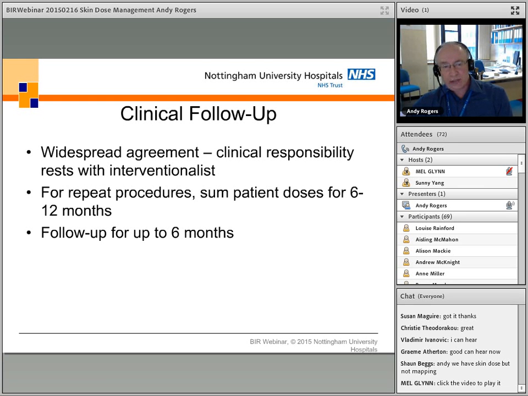In terms of how we sum patient doses for repeated procedures, Steve Balter published a paper in Radiology. I can't remember the date, I think it was 2010, and there's an appendix in that that actually has the formulae at the back, a suggested formula for following up based on skin repair and radiobiological models. And the Americans like their equations, so go for it. The easiest thing is to just add them up.